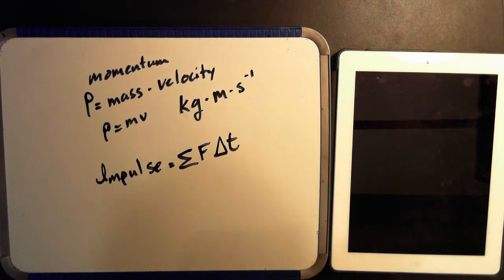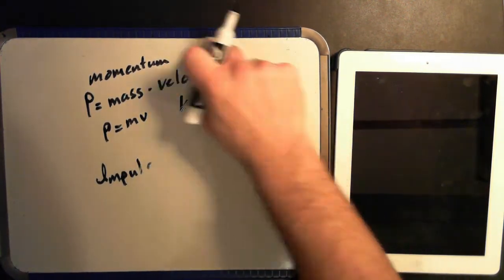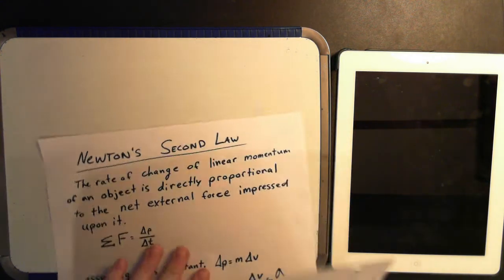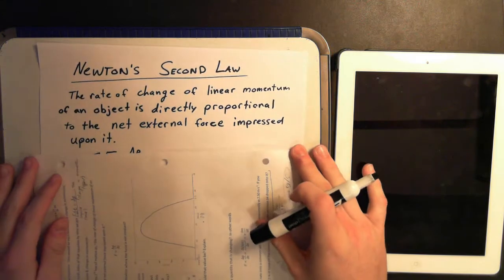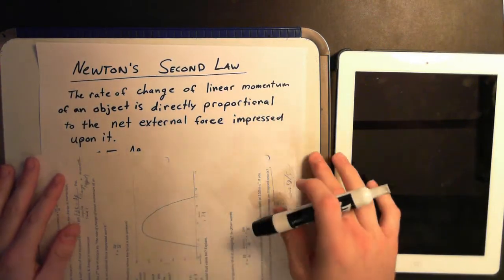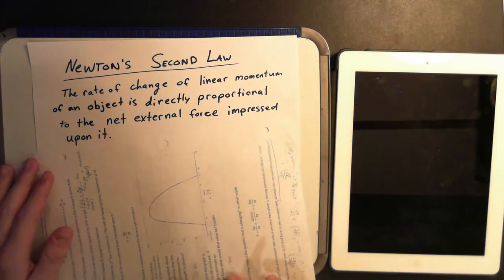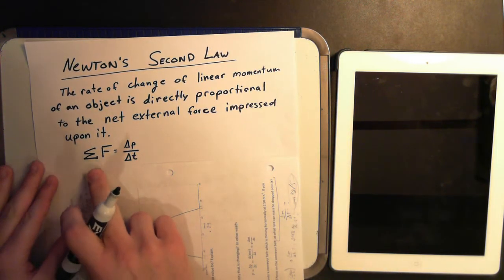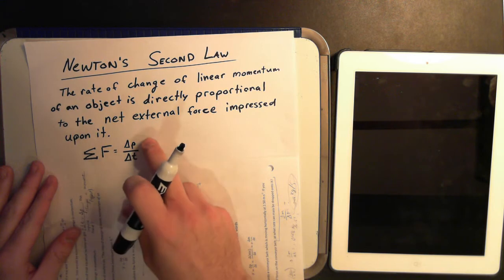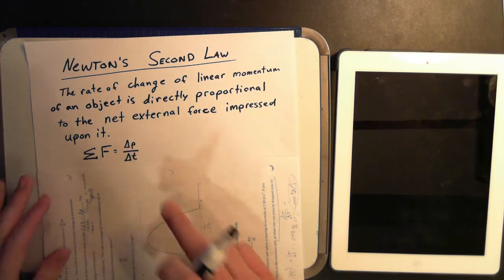With these two things, we can construct our equation for Newton's second law, which is right here. Newton's second law: the rate of change of linear momentum of an object is directly proportional to the net external force impressed upon it. The common equation for this is the sum of forces equals the change in momentum over the change in time.